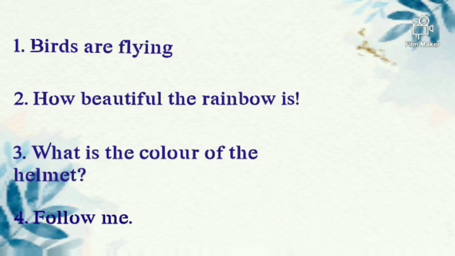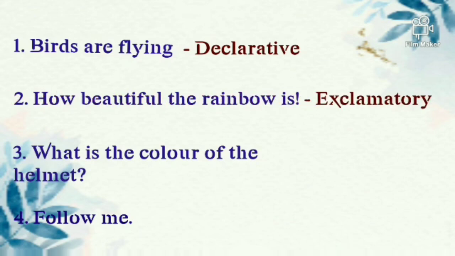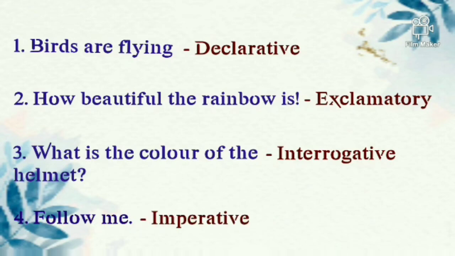Okay. So birds are flying. What type of sentence is this? Yes, it's a declarative sentence. Second, how beautiful the rainbow is. It's an exclamatory sentence. And 3, what is the color of the helmet? Yes, so when you ask a question, it's an interrogative sentence. And number 4, follow me. It's a command. So it's an imperative sentence.